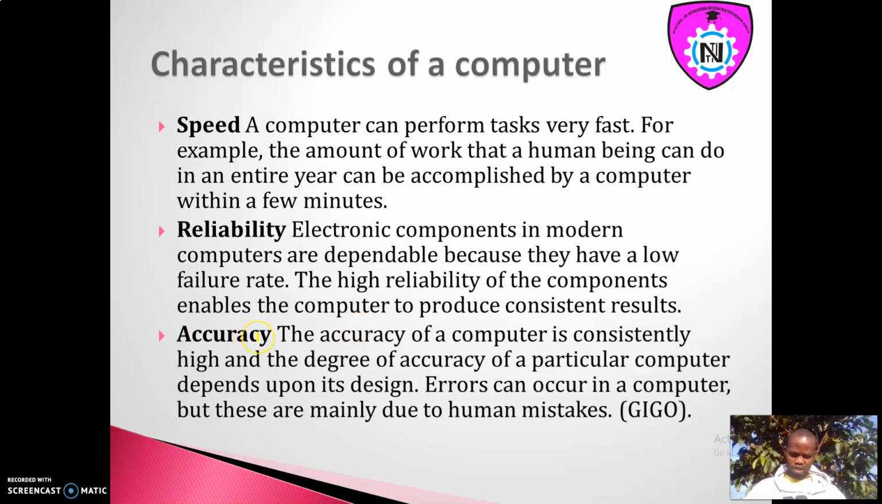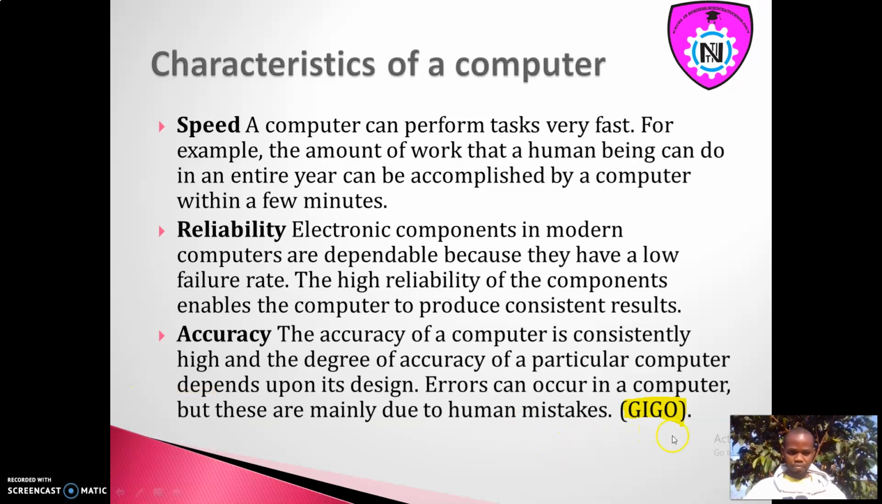Now we have accuracy. The accuracy of a computer is consistent and of a high degree, because it works electronically. And we normally say that the only error that comes out of a computer is the error that you as a user input into that computer. Normally we say it is garbage in, garbage out. That is GIGO, garbage in, garbage out. When you put garbage into a computer, it will give you garbage as the end result.